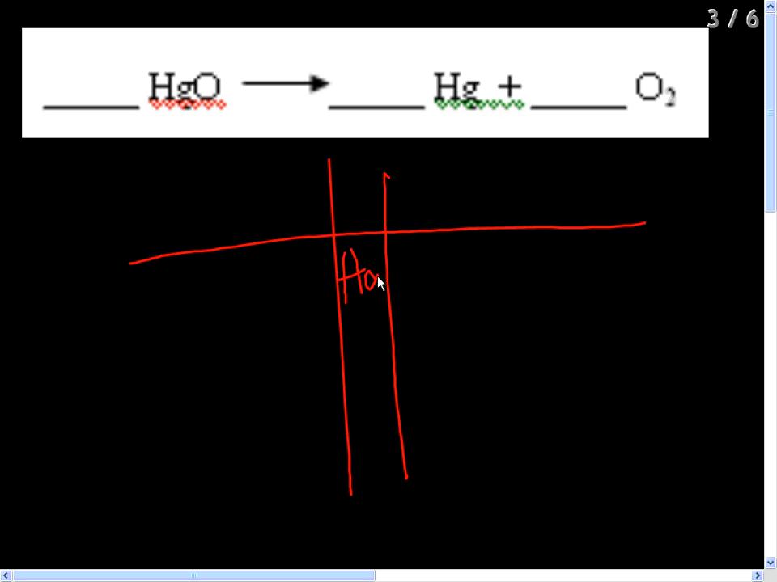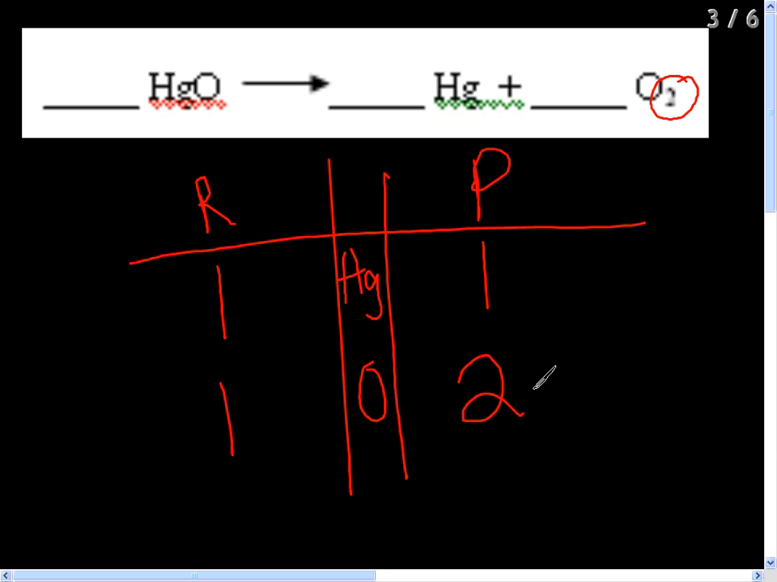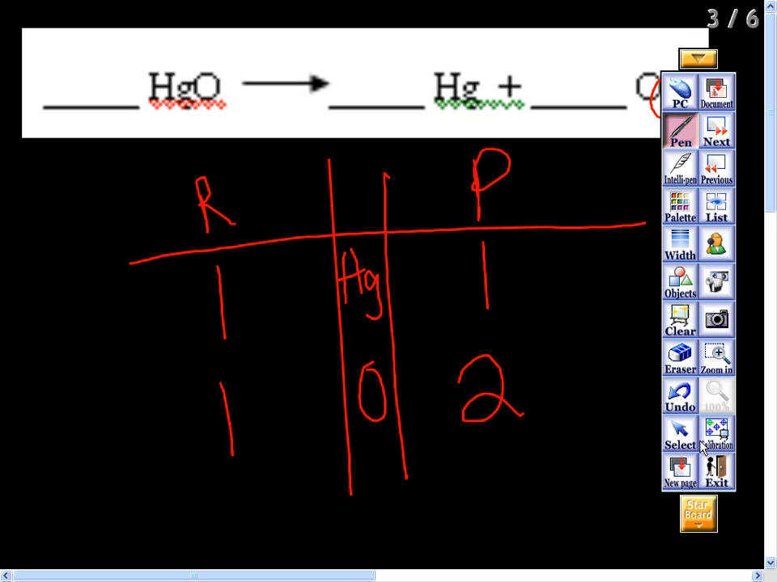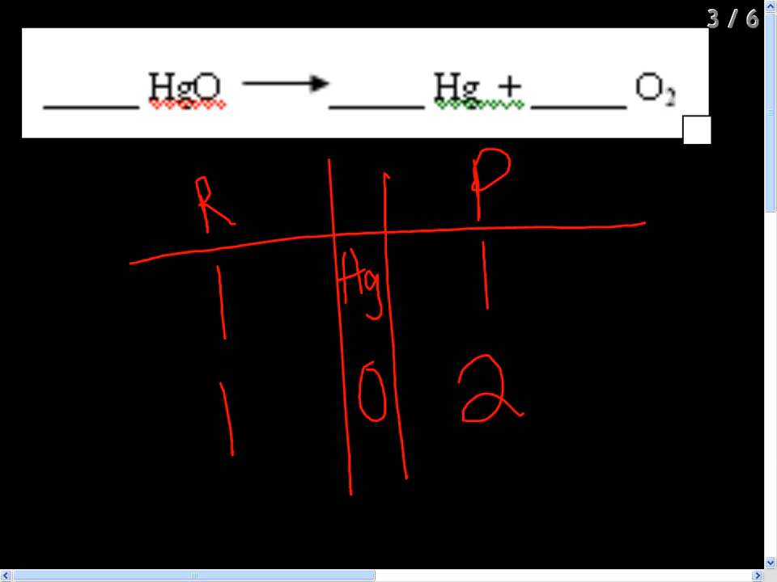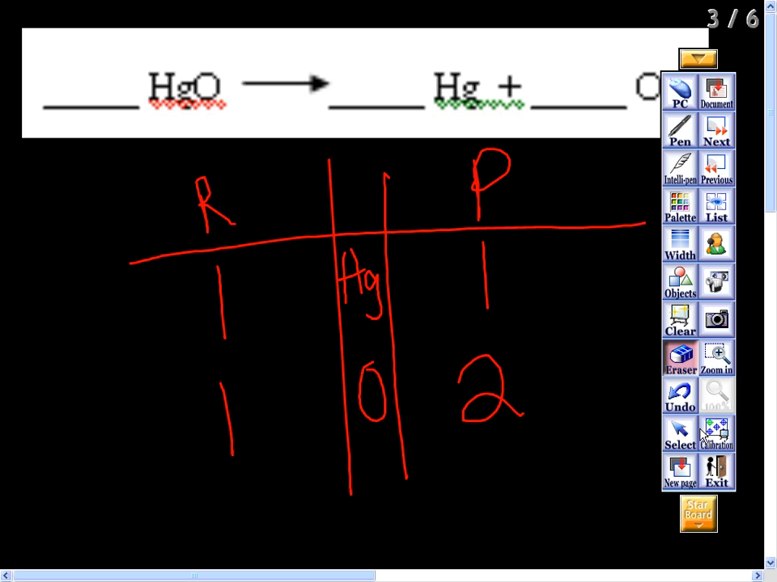So, I have a mercury, and in my reactants I have one mercury. I have an oxygen, and in my reactants I have one oxygen. In my products, though, I have one mercury. Look at this. I have two oxygens in my products. And notice, well, why didn't I just write O? Why did I have to put O2?